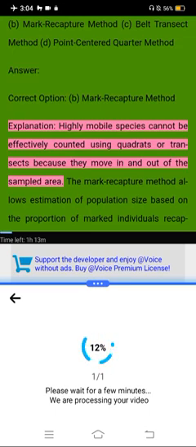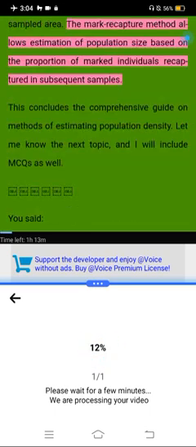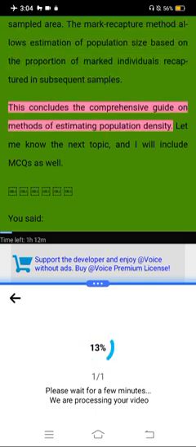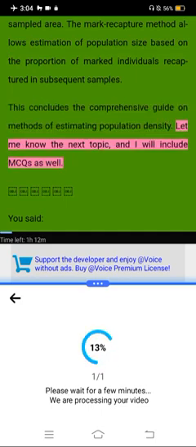Explanation. Highly mobile species cannot be effectively counted using quadrats or transects because they move in and out of the sampled area. The mark recapture method allows estimation of population size based on the proportion of marked individuals recaptured in subsequent samples. This concludes the comprehensive guide on methods of estimating population density. Let me know the next topic, and I will include MCQs as well.